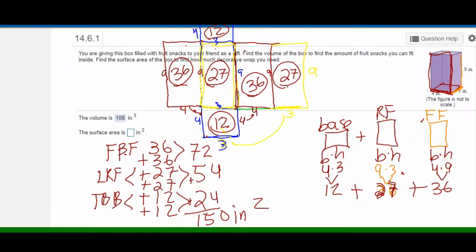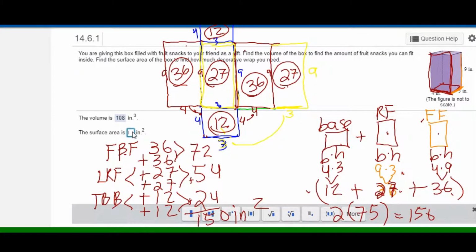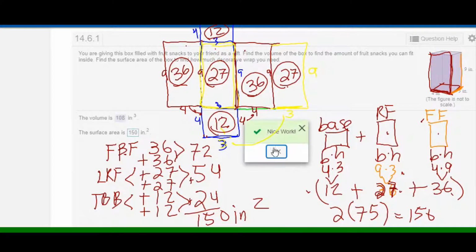So you can also do it this way, like we did in a previous problem. So we can add 12 plus 27 plus 36 to get 75. And then, since we have 2 of each one of these, we can multiply that by 2 to end up with the same exact answer, which is 150. You could also multiply these by 2 and you still get the same answer. So this is going to be 150 inches squared, the surface area of this figure.